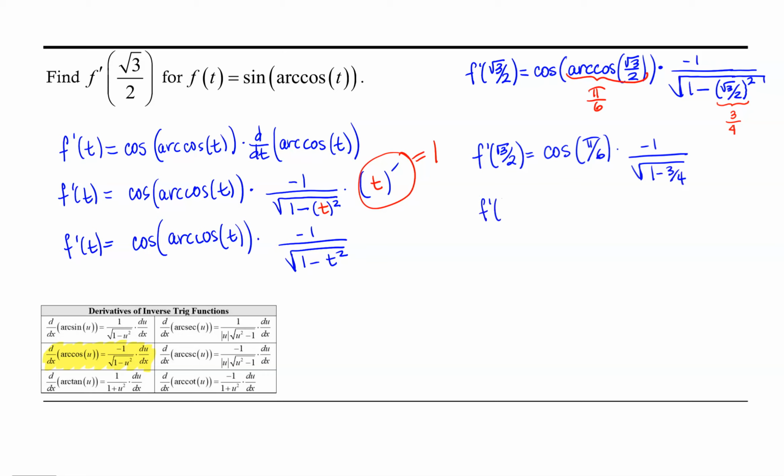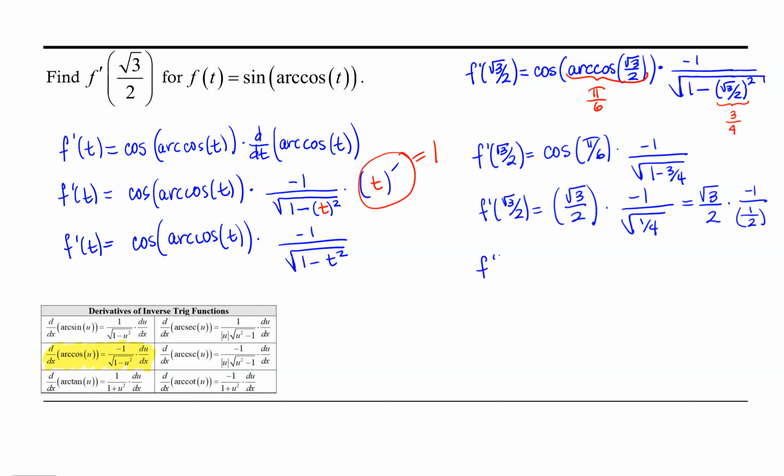So f prime at square root 3 over 2. Now cosine of pi over 6 is root 3 over 2 times negative 1 over the square root of, well, 1 minus 3/4, that's 1/4. And the square root of 1/4 is, well, the square root of the numerator 1 is 1. The square root of the denominator 4 is 2. So we have negative 1 over 1/2 as our second factor.